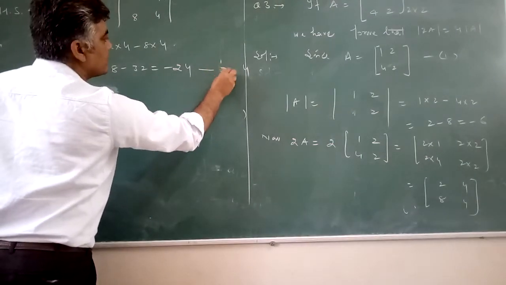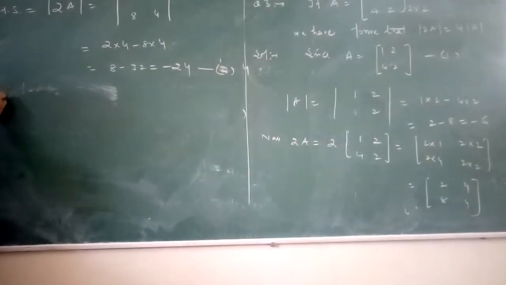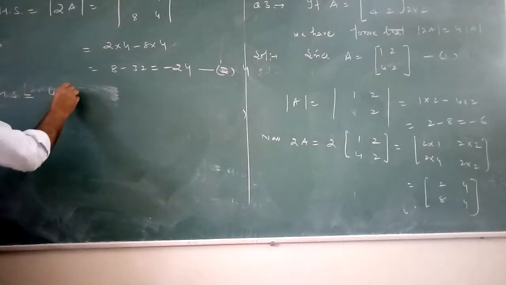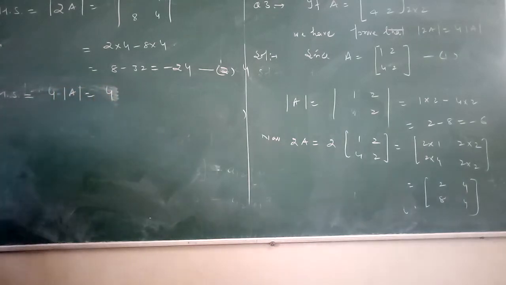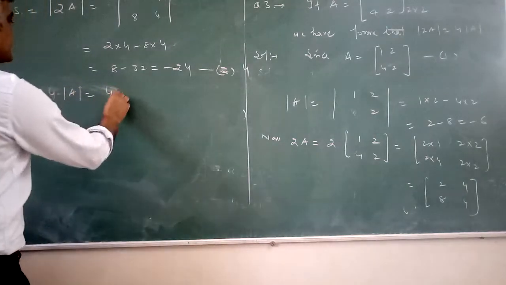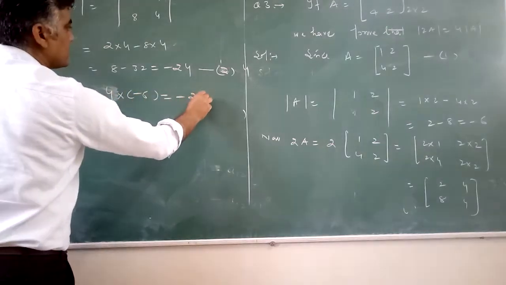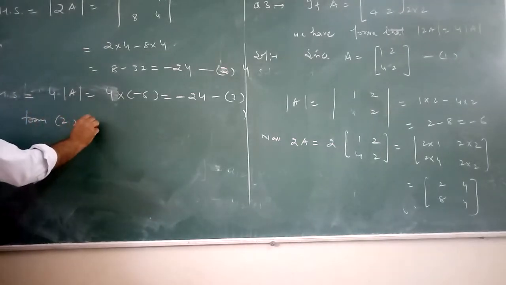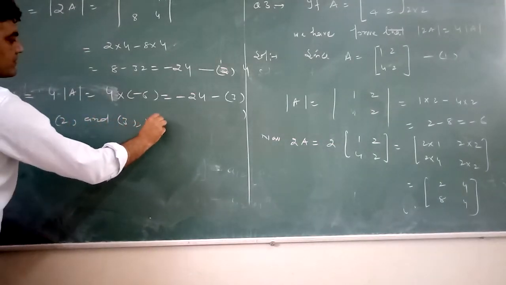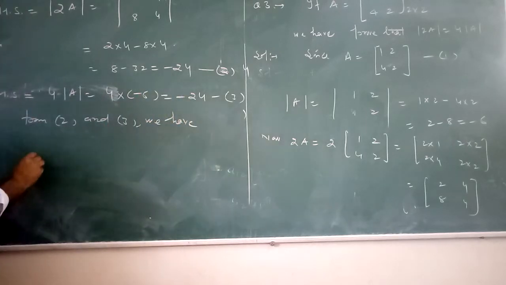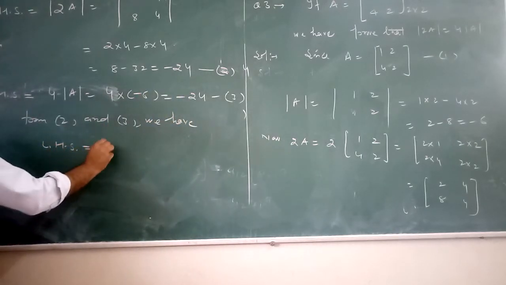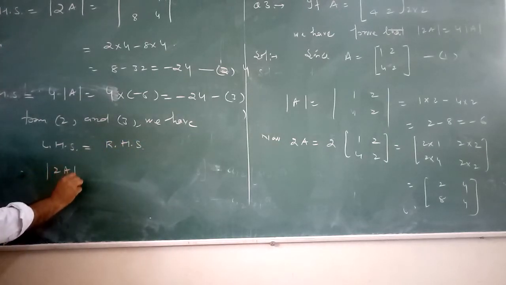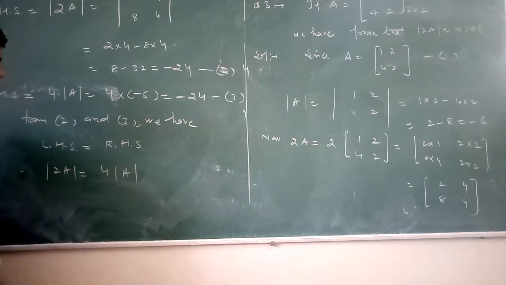On the right hand side we have 4 into determinant of A. 4 into determinant of A is equal to 4 times minus 6, that is minus 24. So, from 2 and 3 we have left hand side equal to right hand side. Therefore, determinant of 2A is equal to 4 times determinant of A.